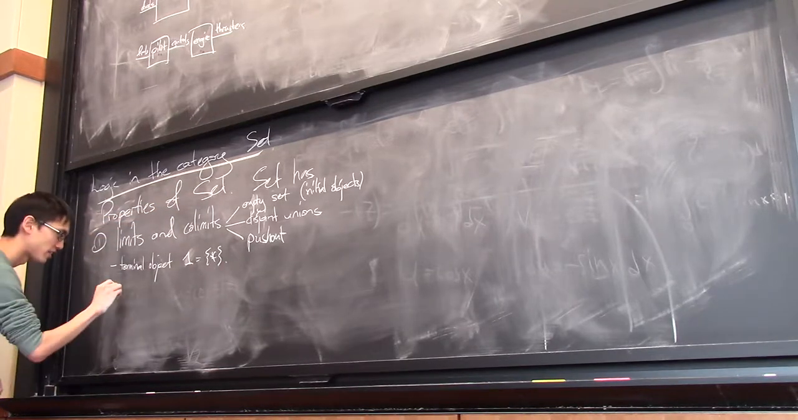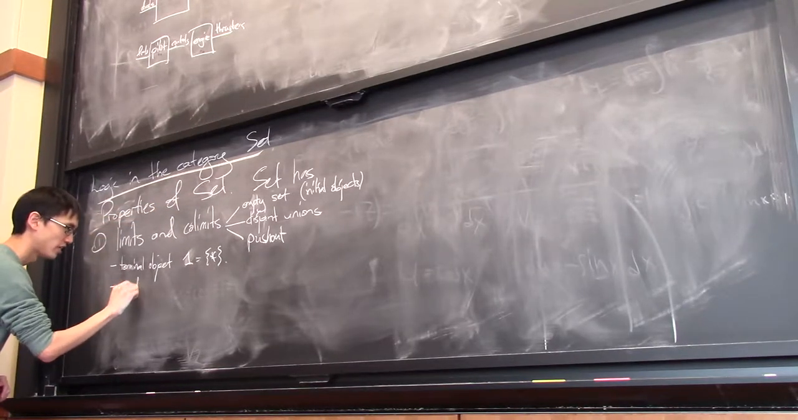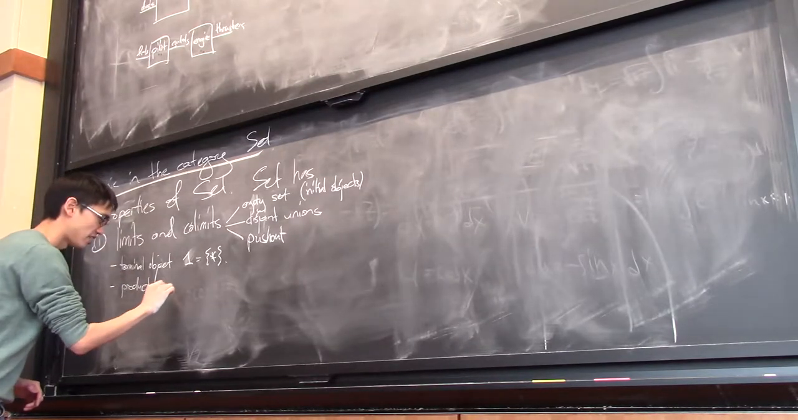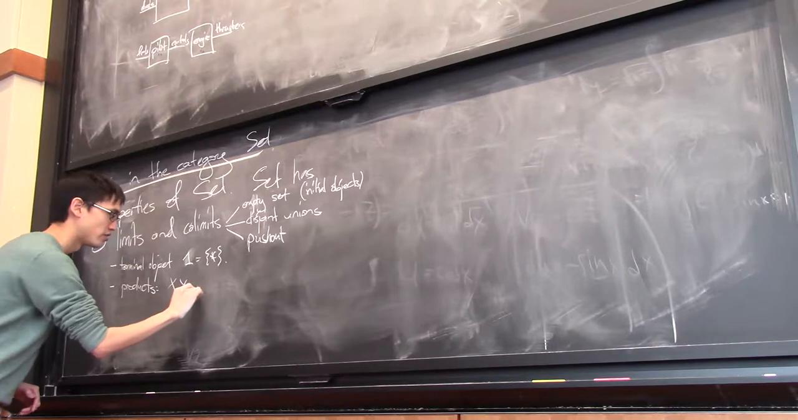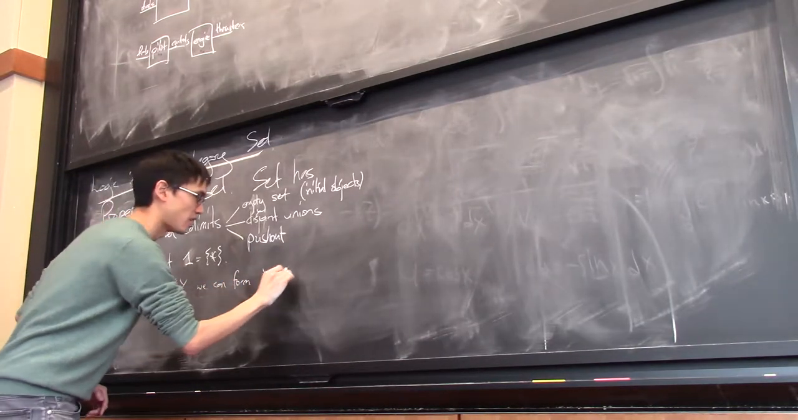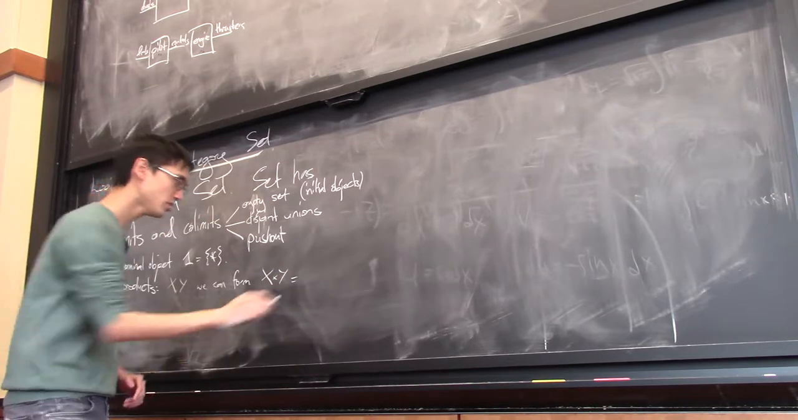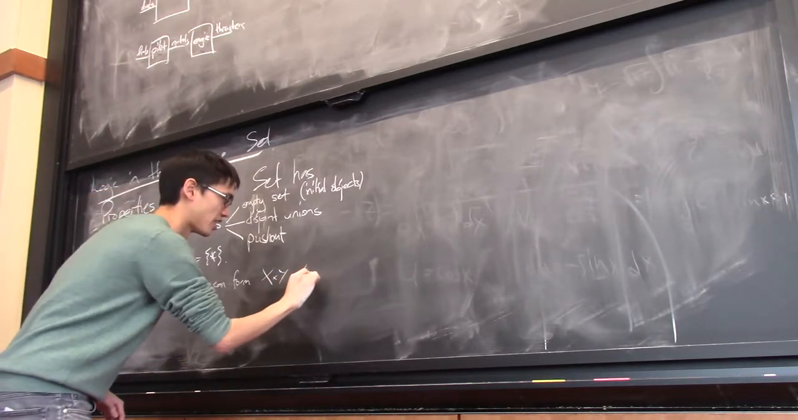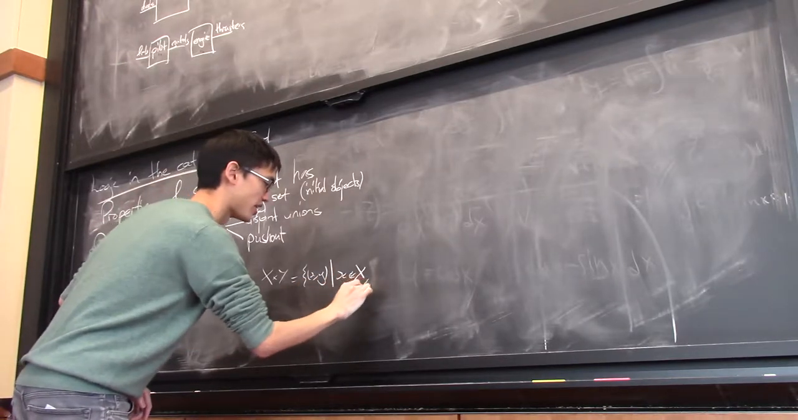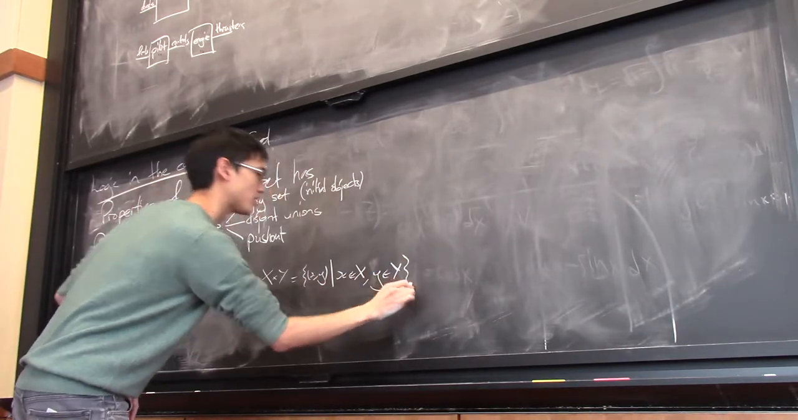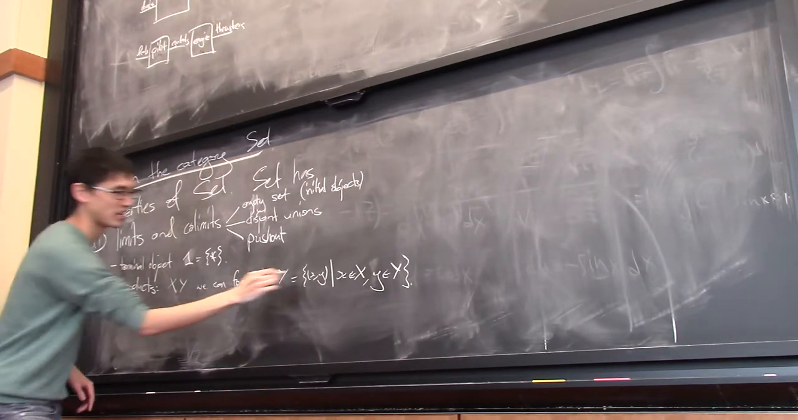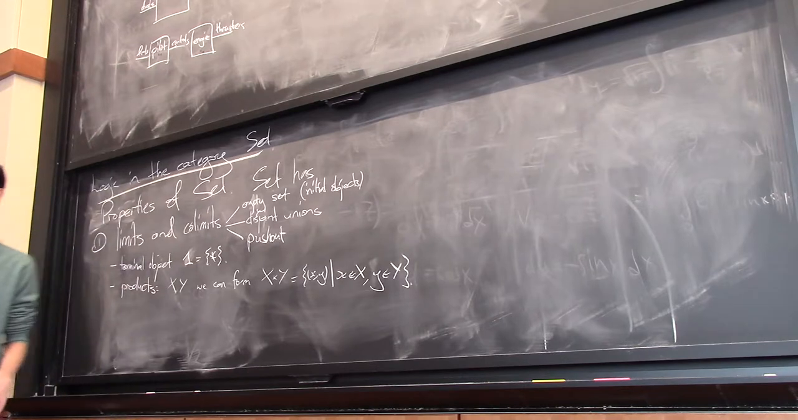So that's the analog to that. We also have products, or Cartesian products. In particular, if we have sets X and Y, we can form this set X times Y, which is just equal to the pairs. We've written this down a lot, but never really formally spelled this out. So it's equal to the pairs where the first thing is an element of X, and the second thing is an element of Y.